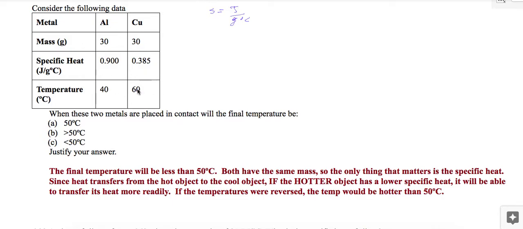This is a really kind of difficult concept to get, and we'll work on it in class a little bit more, but without having questions, I'm not sure exactly how else to explain that. The one with the lower specific heat is better at transferring its heat than the one with a higher specific heat. And so if we reverse these two things, if this was 60 degrees and this was 40 degrees, then the temperature would be hotter than 50 degrees because aluminum wouldn't be able to transfer its heat as well to the copper as copper can in the other direction.